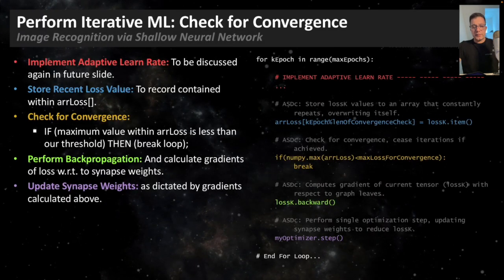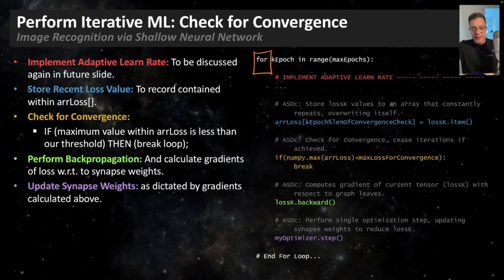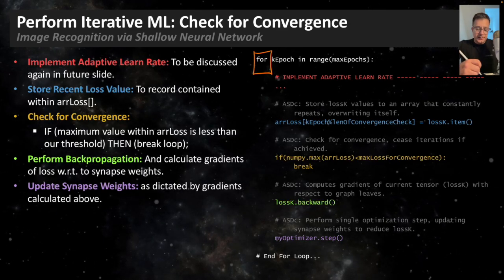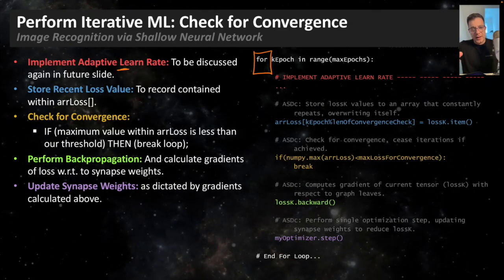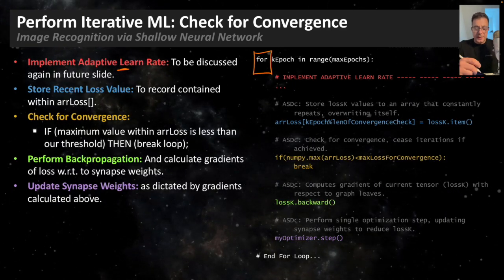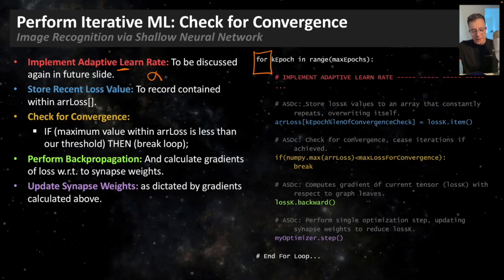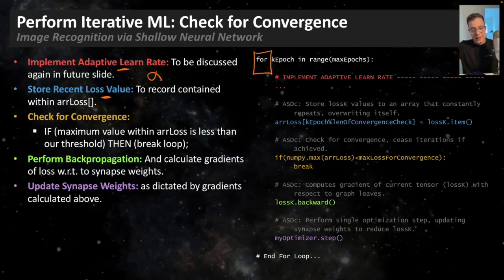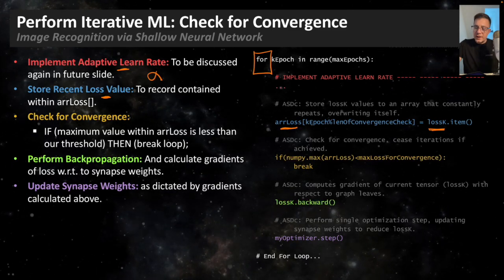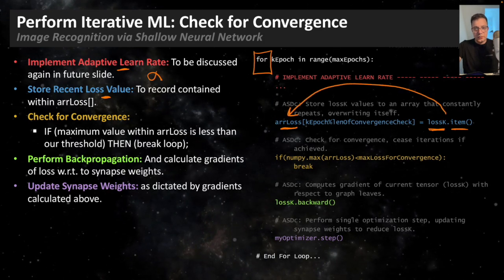Next, we check for convergence and update our synapse weights. Note that the code presented by this slide is still contained within the same for loop from the previous one. The first thing that we do is implement an adaptive learning rate. Now, we haven't talked about this yet. We will at the end of this module. To provide a preview, this entails us updating the alpha value from iteration to iteration optimally. Next, we store the most recently calculated loss or error value to this array loss. So over here we have loss k.item. This is that loss value we just calculated, and we store it to this array.